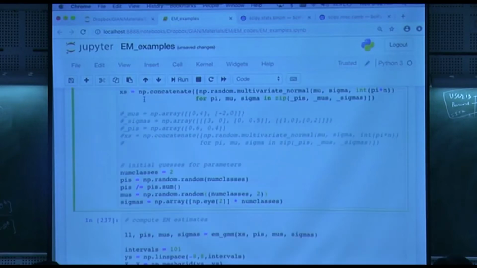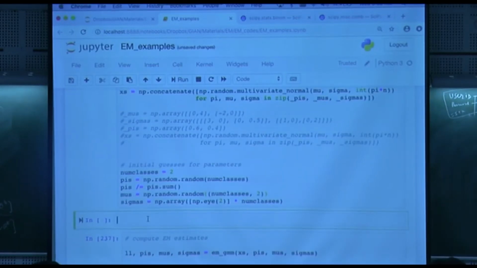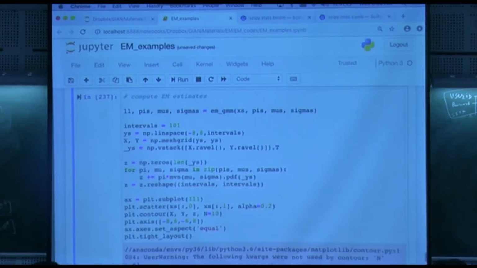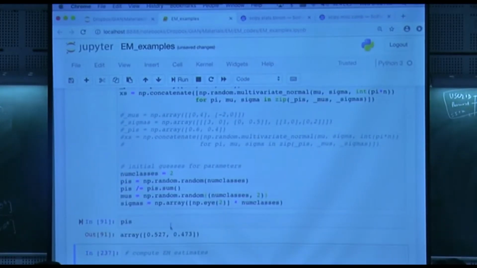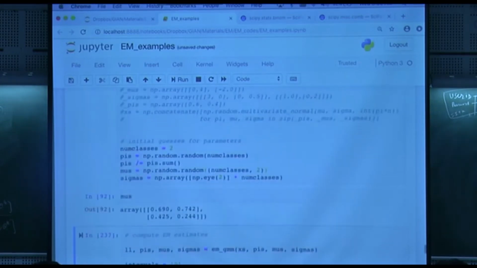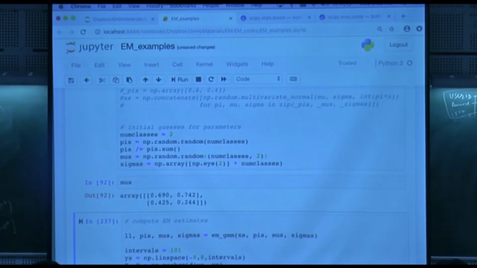Over here, you look at pi's. Because I had said 2 classes, it's generated 2 numbers, which is approximately what we have. The mu is what it generated. Python loves everything in rows. So that is the mean corresponding to the first class, and this is the mean corresponding to the second class. Not in columns, but in rows, right?